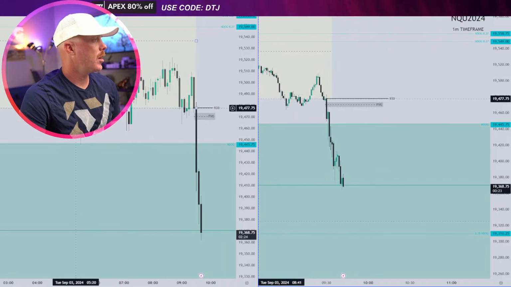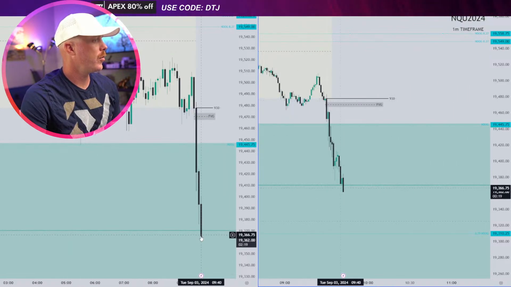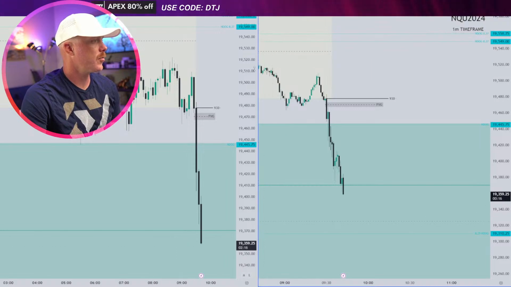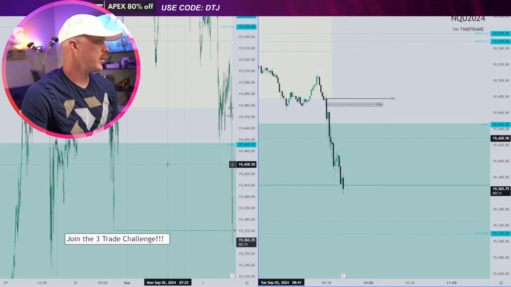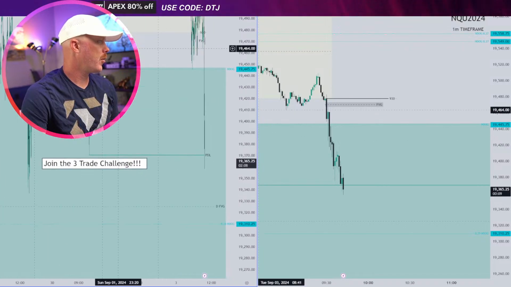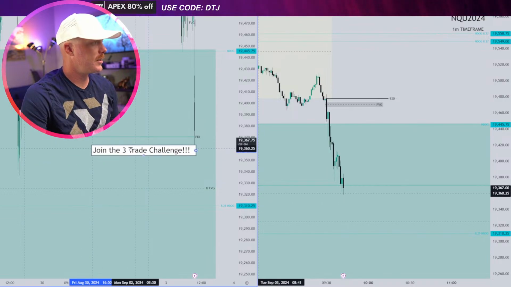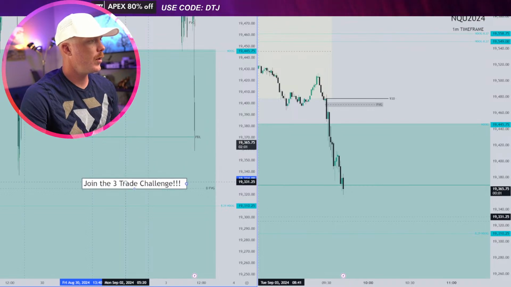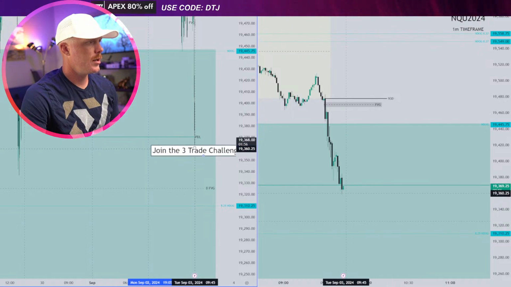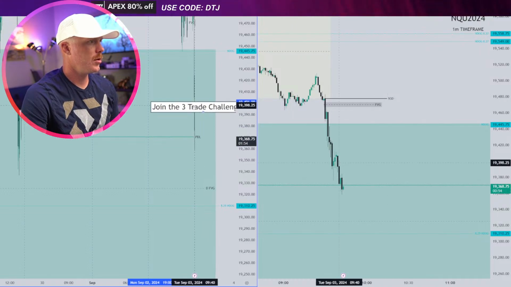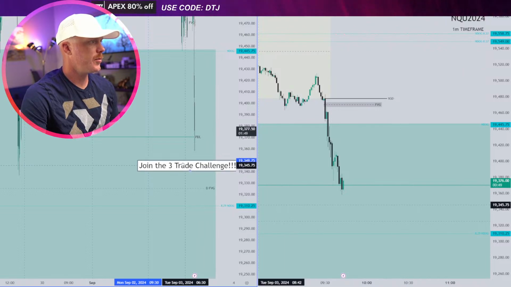This looks like the accumulation. We have a move lower distribution, and I could see a reaccumulation take place here. It's really hard to determine how far we want to go down here. I'm going to take this off the screen, but we are still doing our 3 trade challenge.